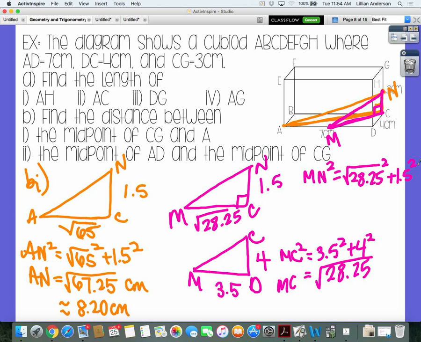3.5 squared plus 4 squared equals 28.25, and you take the square root of that. That's 5.31, some decimal. Right. But we don't want to use the rounded answer, we want to use the most exact answer, which is just the square root of 28.25. We use that in this triangle, so that way we can figure out the length. But you're going to square that anyway.